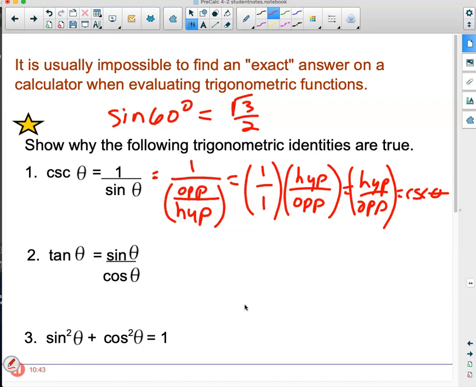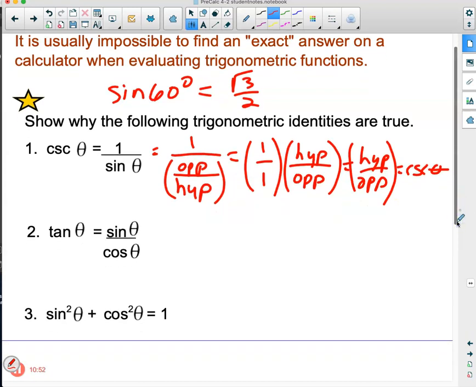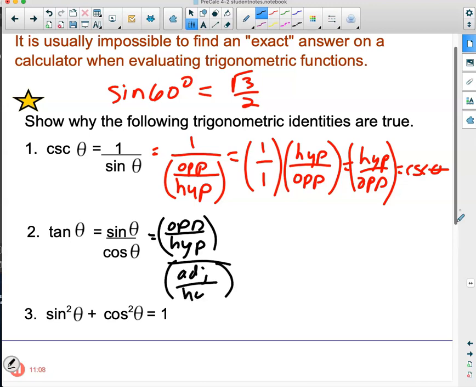The second one we saw yesterday, but remember I told you this is really, really important. This is one we have to know, and so we need to see it a few times to make sure everybody remembers. The tangent of theta is really sine of theta divided by cosine of theta. Again, use those definitions, opposite over hypotenuse and adjacent over hypotenuse. Think about how fractions work. Multiply by the reciprocal.